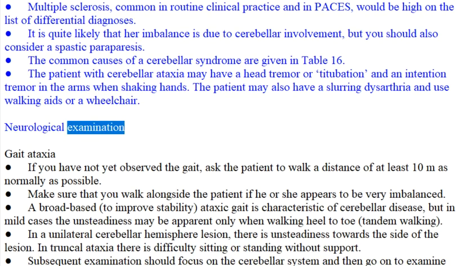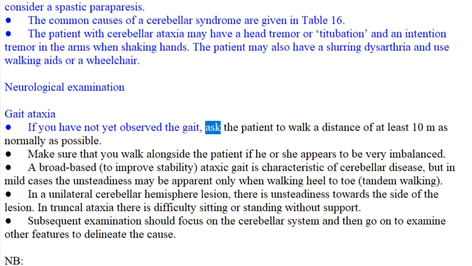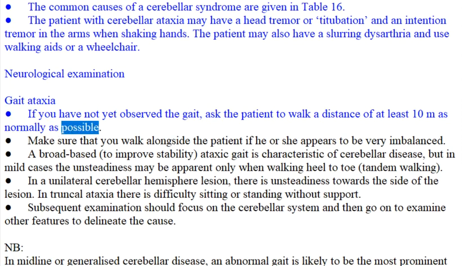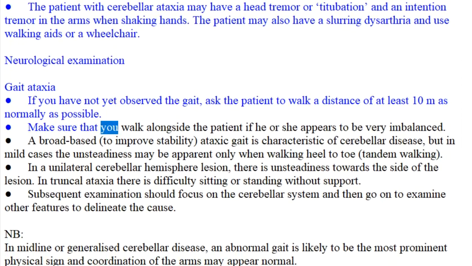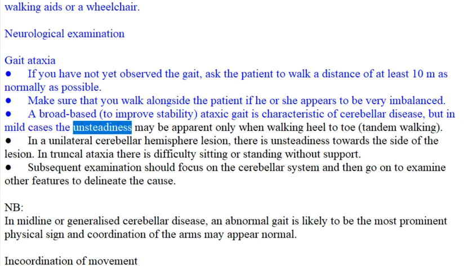Neurological examination. Gait ataxia. If you have not yet observed the gait, ask the patient to walk a distance of at least 10 m as normally as possible. Make sure that you walk alongside the patient if he or she appears to be very imbalanced. A broad-based, to improve stability, ataxic gait is characteristic of cerebellar disease, but in mild cases the unsteadiness may be apparent only when walking heel-to-toe, tandem walking.